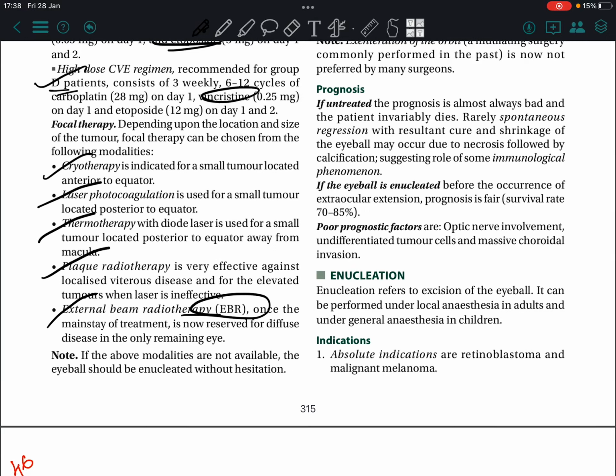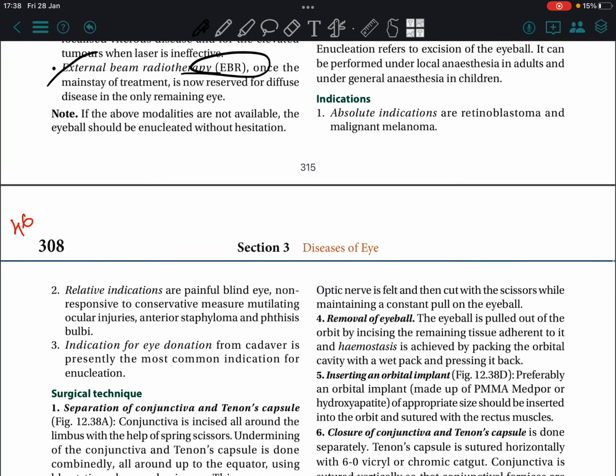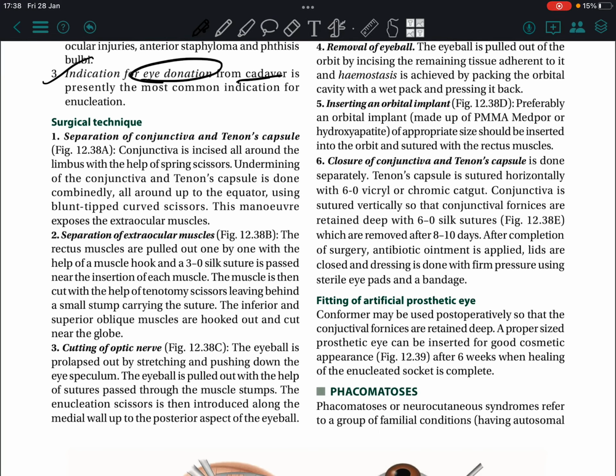If untreated, prognosis is almost always bad. Spontaneous regression occurs rarely, related to immunological phenomena. Prognosis is poor if the eyeball is enucleated late, with optic nerve involvement, undifferentiated tumor cells and massive choroidal invasion. Enucleation indications: absolute indications are retinoblastoma and malignant melanoma. Relative indication is a blind painful eye. Eye donation from cadaver is presently most common.